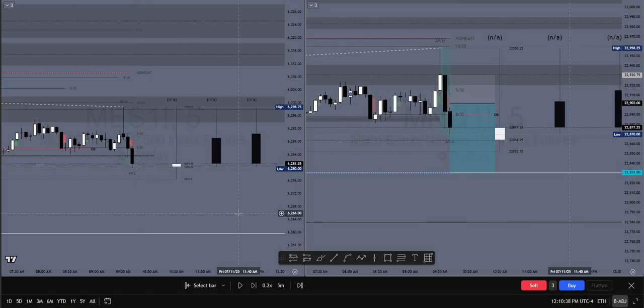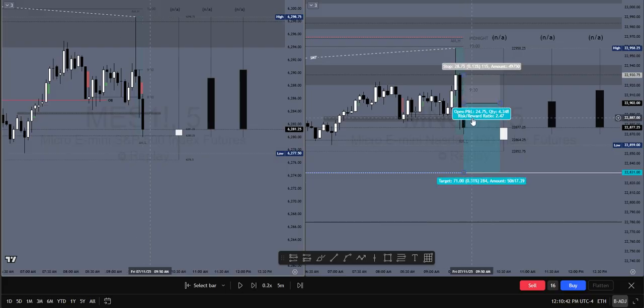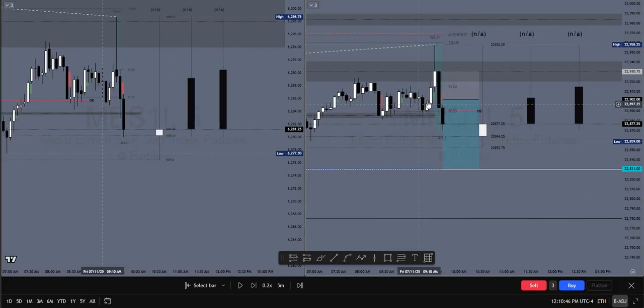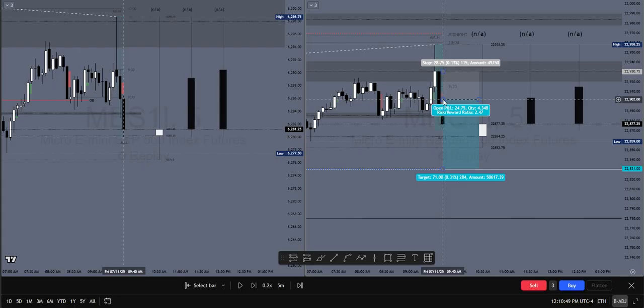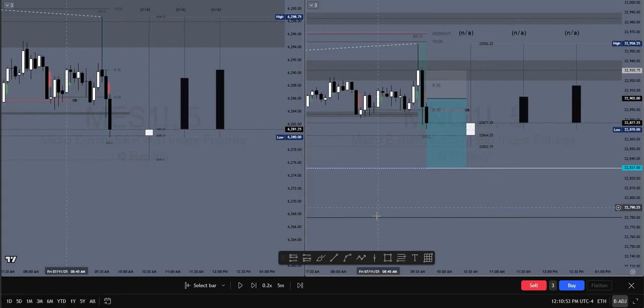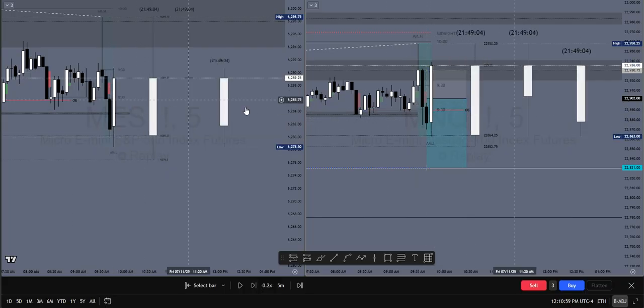BPRs for me personally is like a hate and love relationship. But I also saw that we had an order block and everything else. So I decided to take a trade off of this. So this was my entry, as you guys can see. Immediately stopped out.